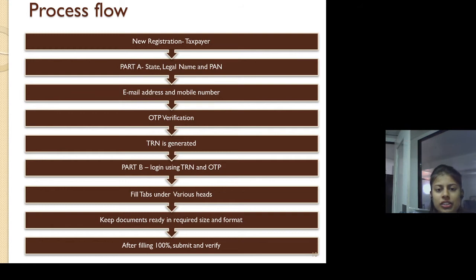In part A, you have to enter these very normal details, which is state, then legal name and PAN. Now, important is PAN is mandatory for all the categories other than those who are allowed to register without a PAN. All categories of taxpayers will require a PAN to get their GST registration done.